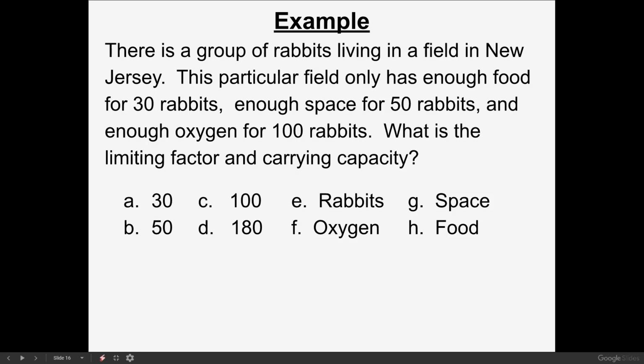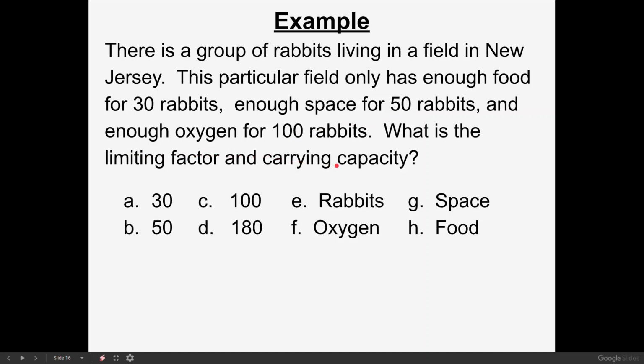The limiting factor is always a factor, and the carrying capacity is always a capacity. A capacity is always a number. So what factor? It can't be a number. The limiting factor has to be a factor. What's the thing you're going to run out of? Well, your choices are food for 30, space for 50, or oxygen for 100. What do you run out of first?